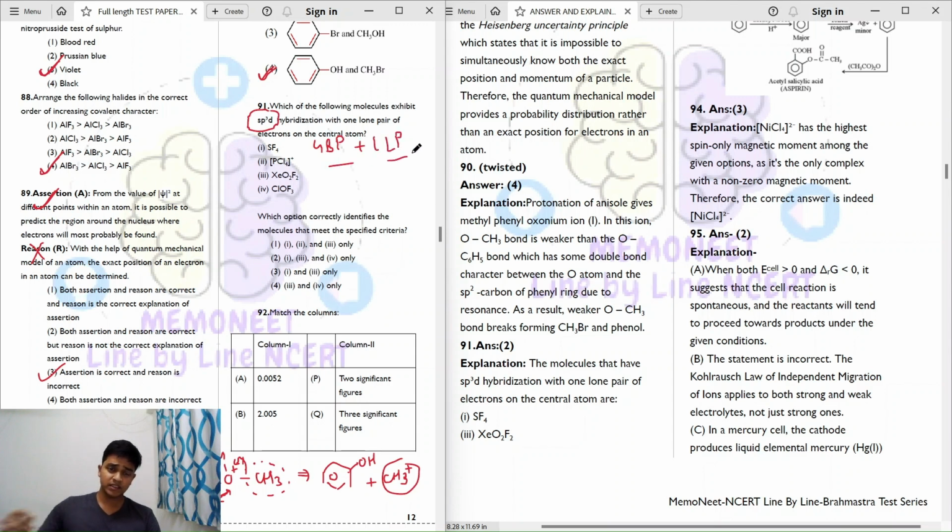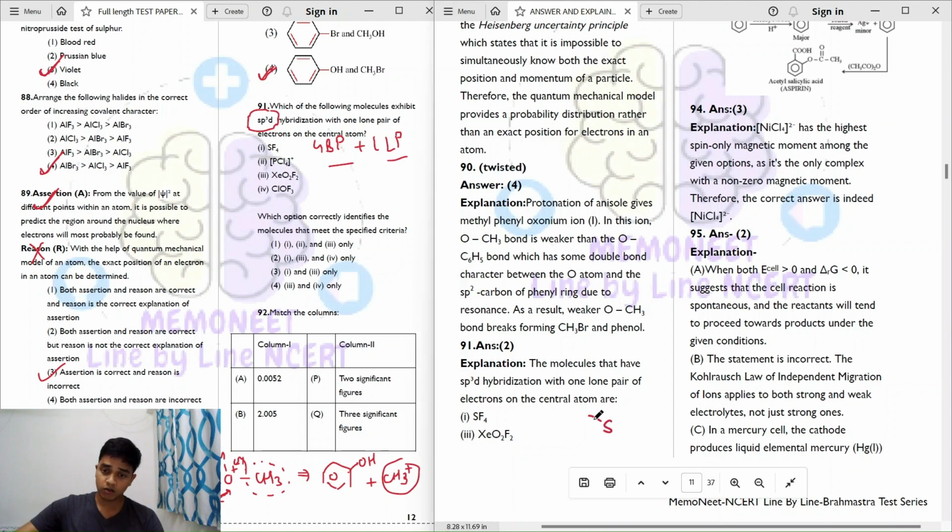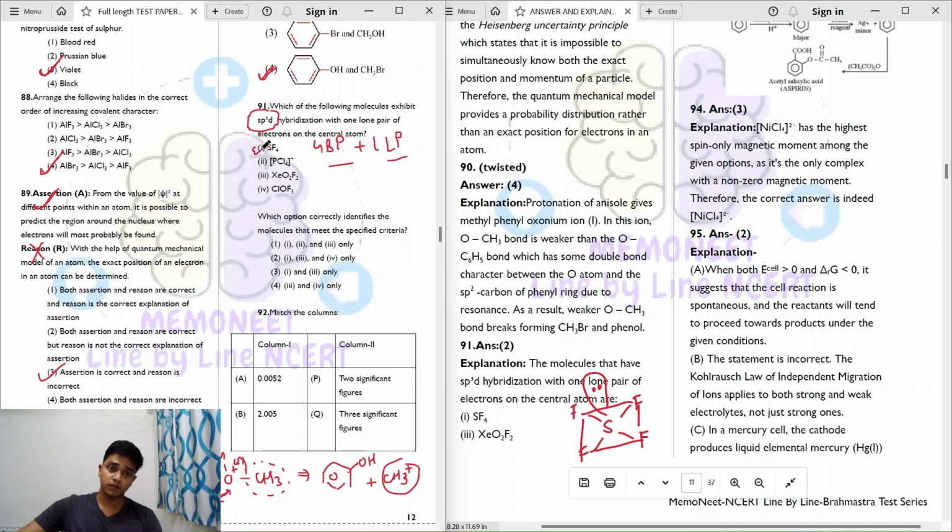Okay, so let's take a look at SF4. In SF4 we have sulfur as the central atom. Sulfur has six valence electrons, so four will be used to bond with one fluorine atom each, and two electrons will be left, so that will be a lone pair. So SF4 will be in the sp3d hybridization with one lone pair on the central atom.